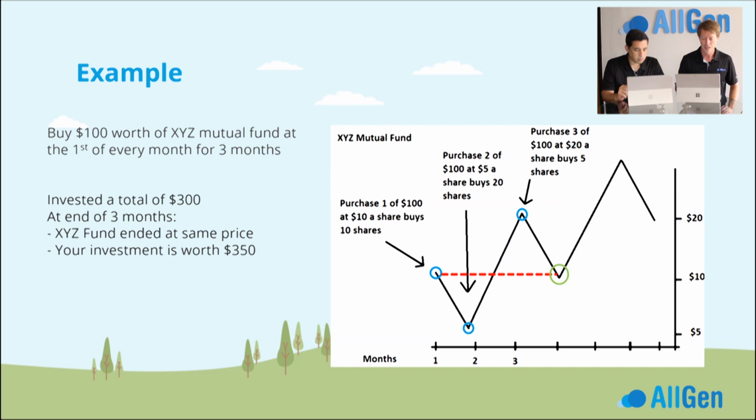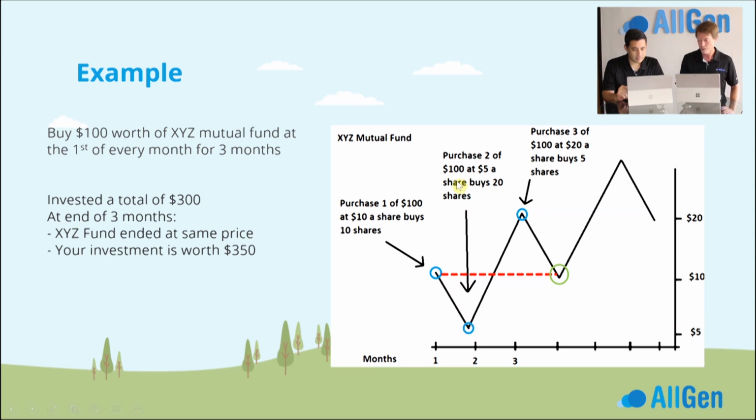Okay. So let's say, for example, that you're going to start investing $100 a month into a mutual fund. We're going to call it XYZ mutual fund, at the first of every month. Let's say you do that for 3 months. So you can see here in the picture, your first purchase of $100 at $10 a share buys you 10 shares. Well, let's hope you don't own such a volatile mutual fund, but in this example, your mutual fund falls 50%, and is down at $5 a share.